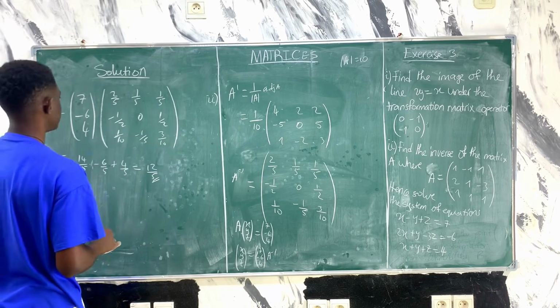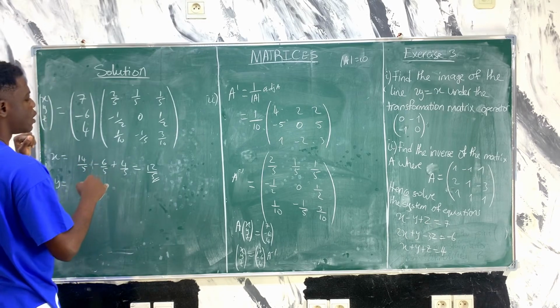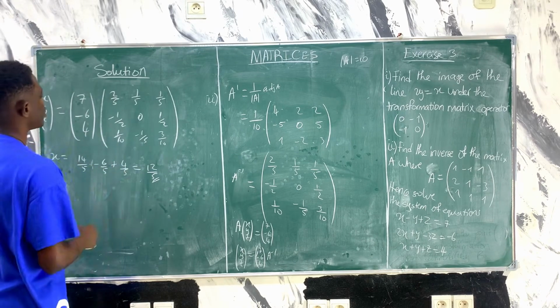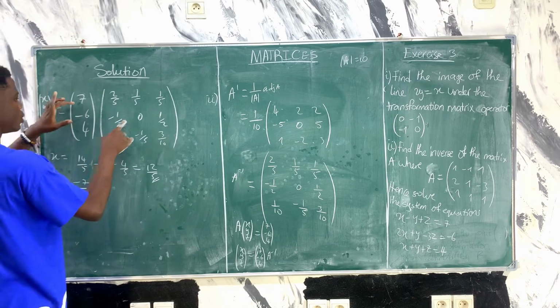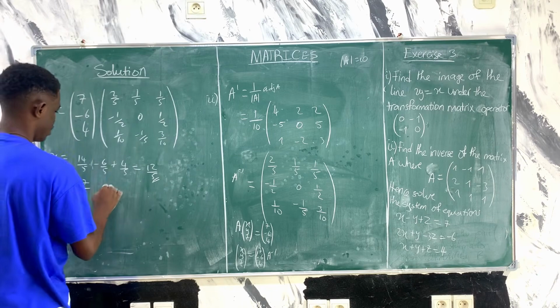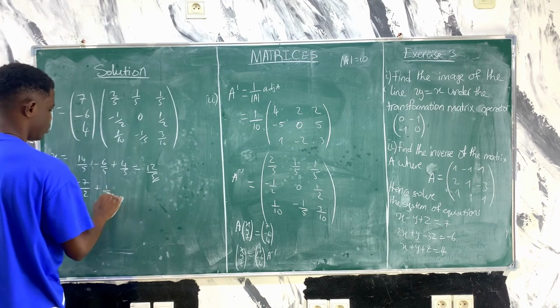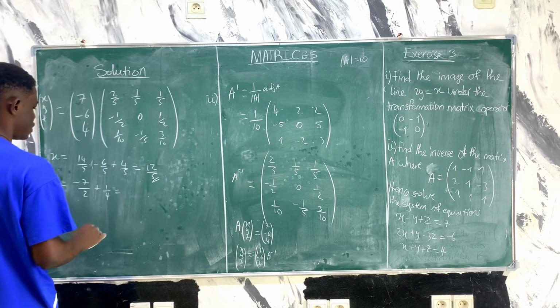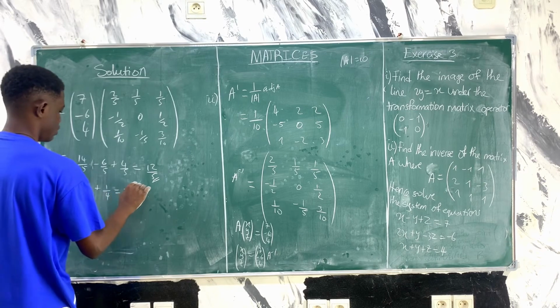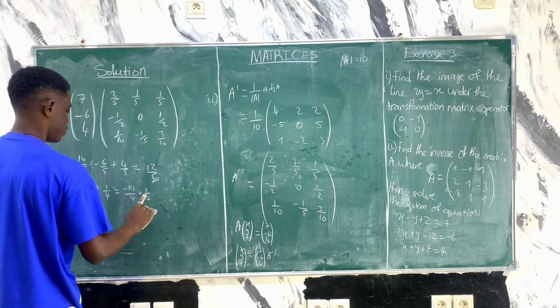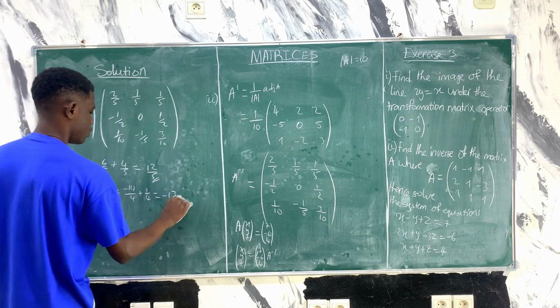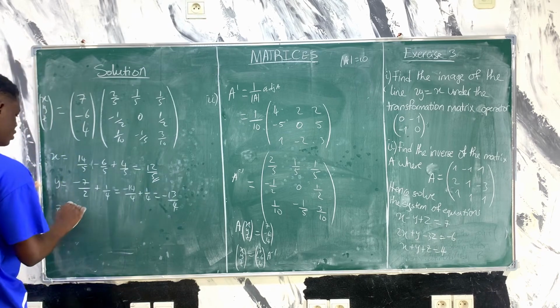Y is going to be minus 7 on 2, 0 here. So this is going to be 2. Minus 13 on 4.